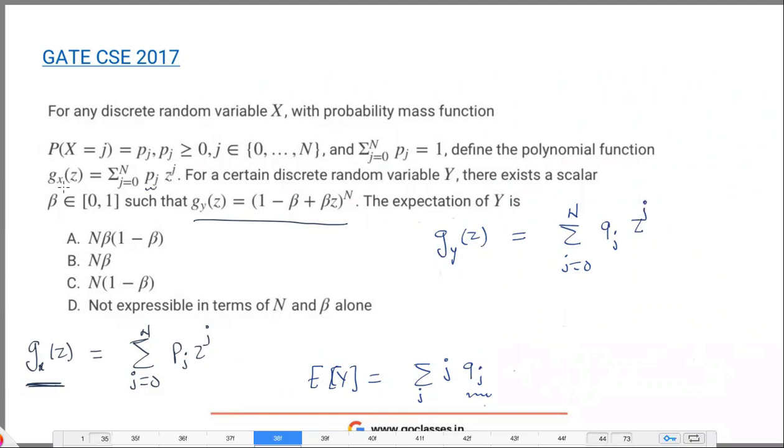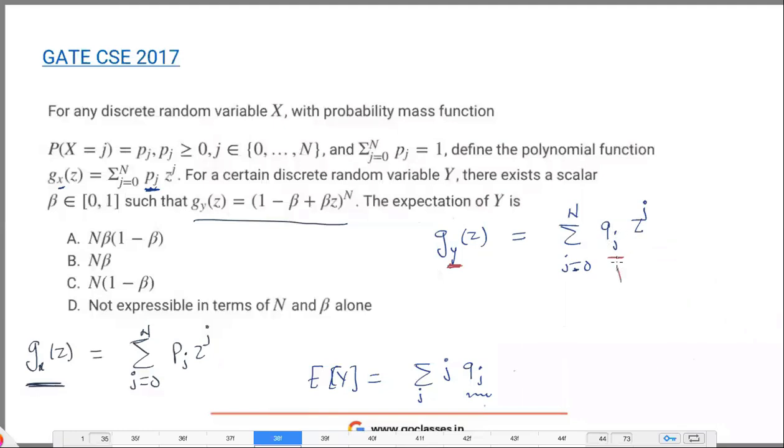Why? Because here it is x. So this is the probability of x being j. Similarly, if I'm writing y here, then here it should be qj, right? The way they have defined, I've just replaced it like this. So gy should be qj. Why?